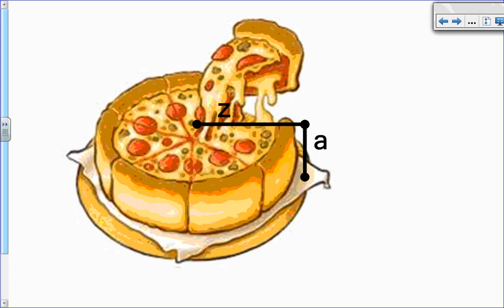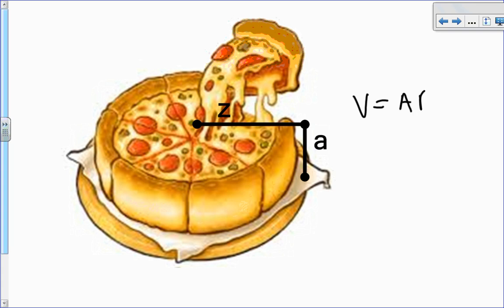So let's say we have a pizza that has a radius of Z and a height of A. Let's calculate the volume of this pizza. So we know the volume of a cylinder or any object is area of the base times the height. So area of the base is a circle. So I am going to do pi r squared. Now r squared just means multiplying r by itself and multiply it by the height. So the volume of this cylinder is actually pizza.